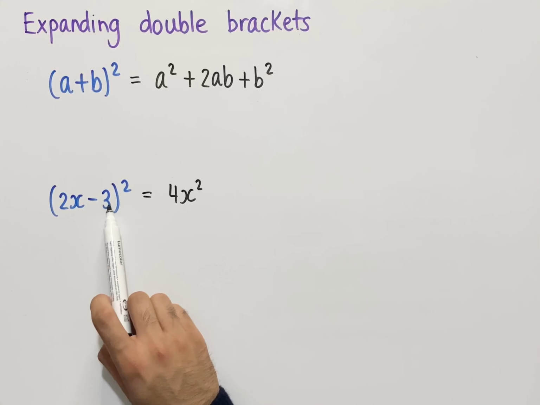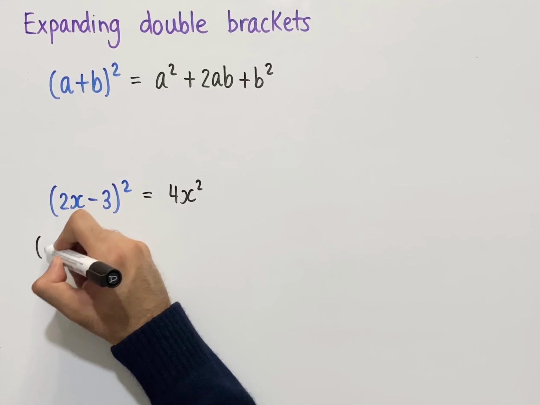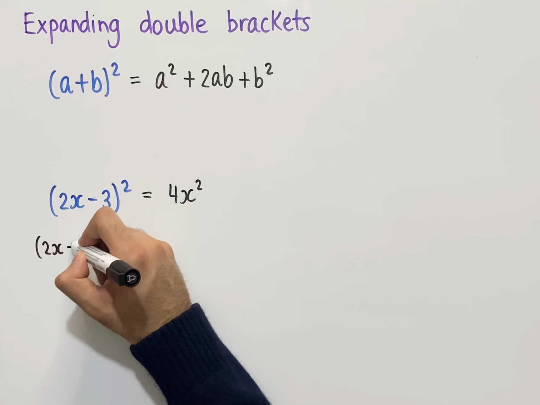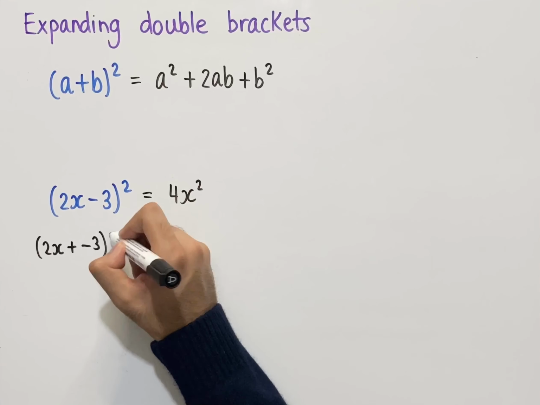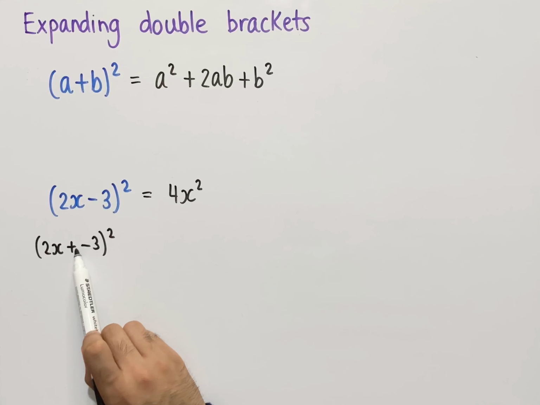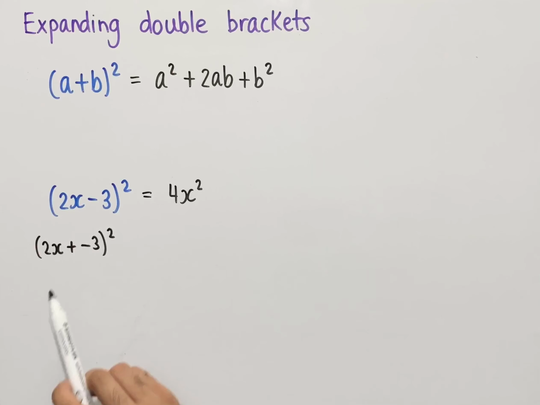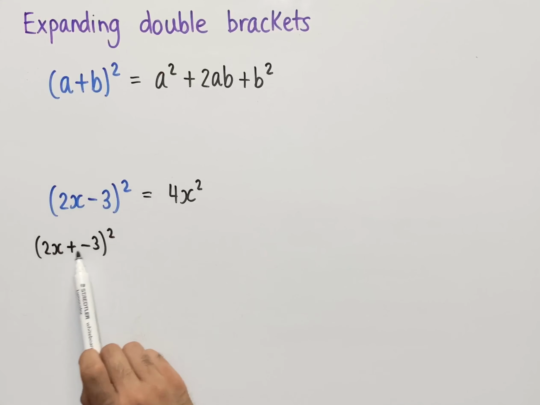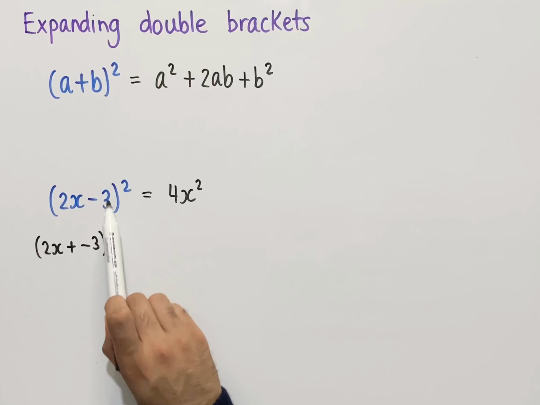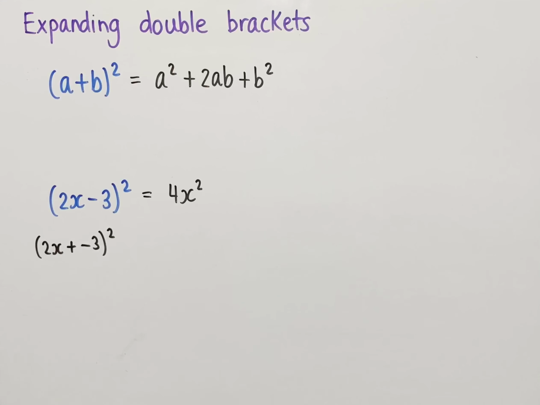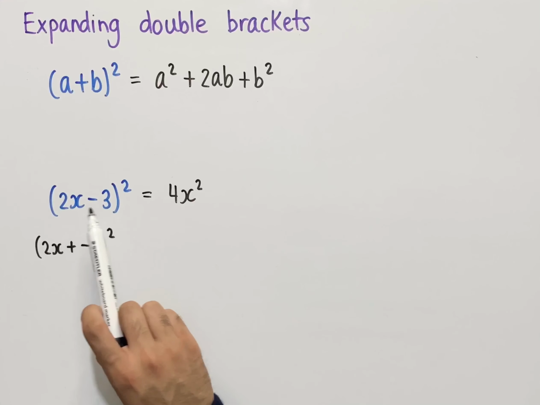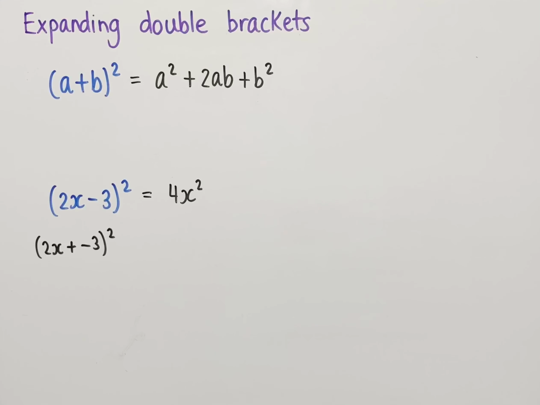Now 2x minus 3 all squared is the same as 2x plus minus 3 all squared. The plus and the minus would simplify to minus here. And so the two terms we have are 2x and minus 3. We need to include the negative when we're expanding. So multiplying the two terms together, 2x times minus 3 gives us minus 6x.